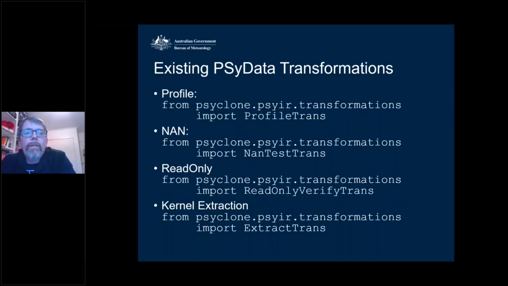Now, here is the location for the various PSyData transformations that we will be using later. The location is also mentioned in the README later, but I thought it's a nice overview. So the profiling transformation is called ProfileTrans. The not a number transformation is called NanTestTrans. Read-only is ReadOnlyVerifyTrans. And kernel extraction is called ExtractTrans.